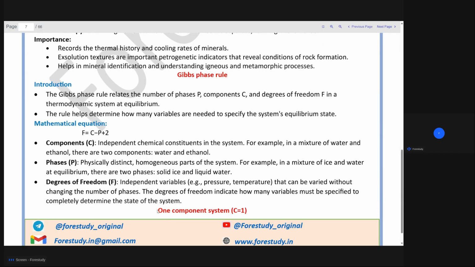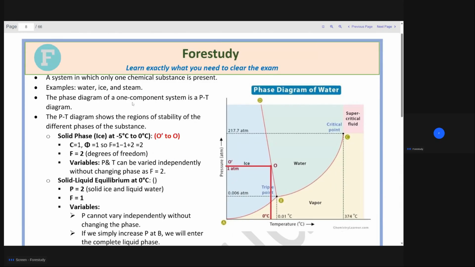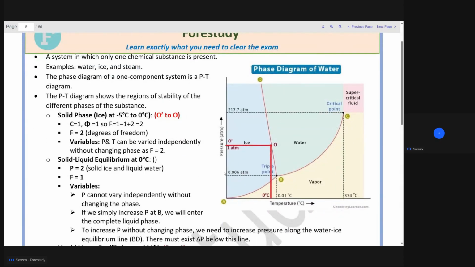First we'll discuss the one component system, where there is only one component. There can be many phases, but only one component, that is C equals 1. So we'll discuss the one component system of water, that is H2O. Here is the graph on the right hand side of a one component system. This is pressure, increasing towards the top, and this is temperature, increasing towards the right. These are the different phases: ice is one phase, water is a different phase, vapor is a different phase, and supercritical fluid is a different phase.